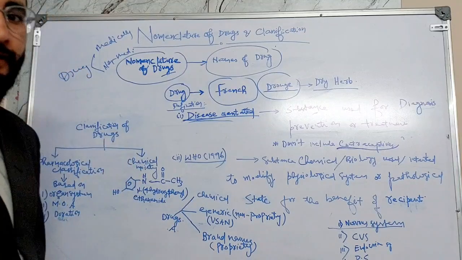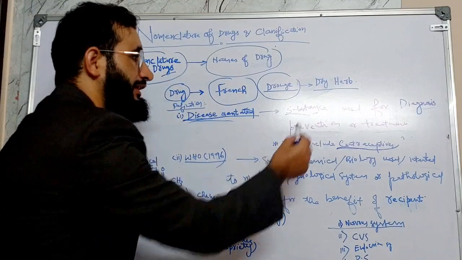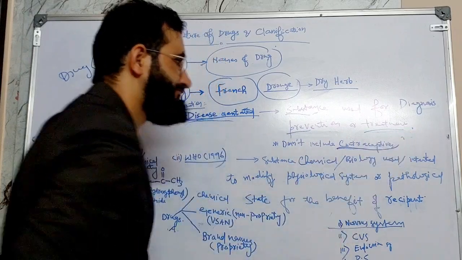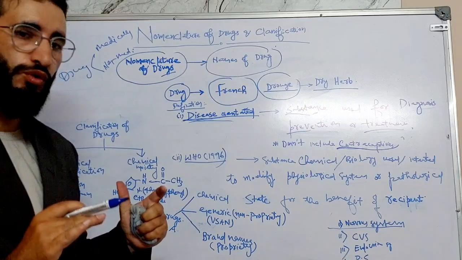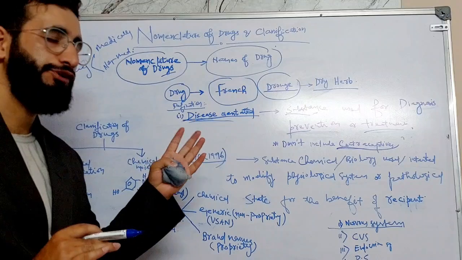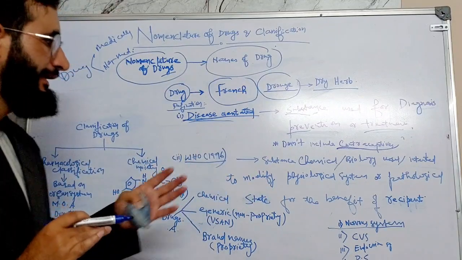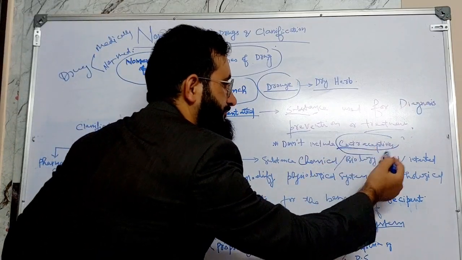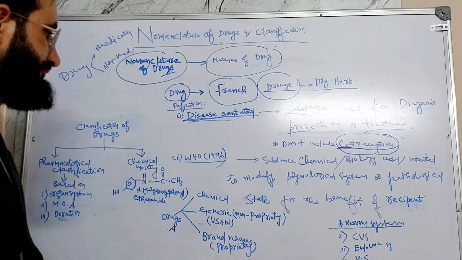See, in the disease orientated definition, we can define a drug as a substance which is used for diagnosis, prevention or treatment. So in the disease orientated definition, we are considering 3 pointers. Either it's used for diagnosis, or for the prevention of disease like vaccines, or for treatment. But this definition does not include the contraceptives, which are one of the major classes of drugs.